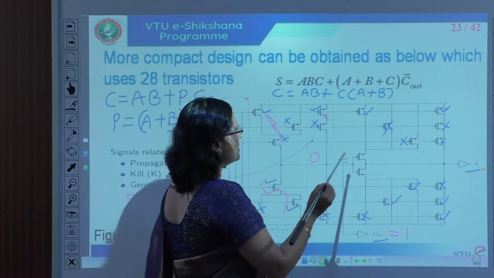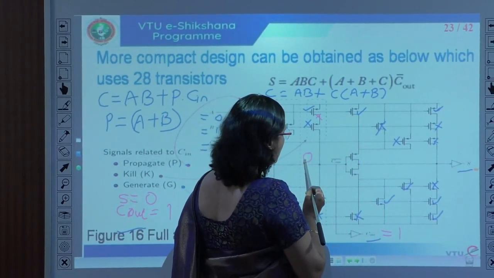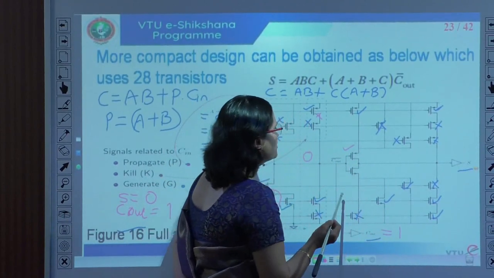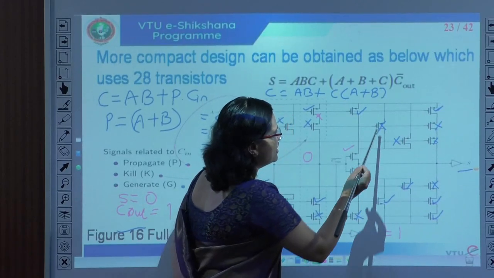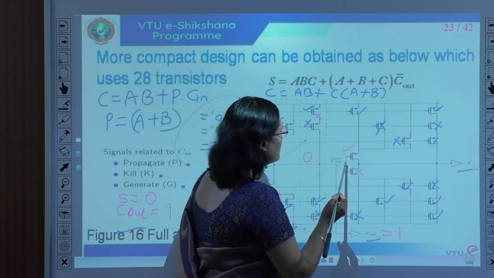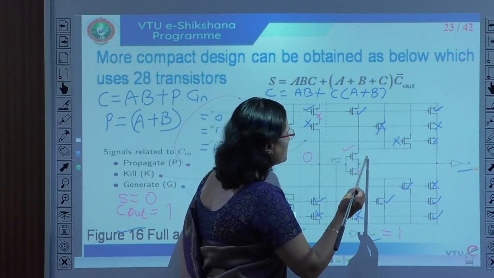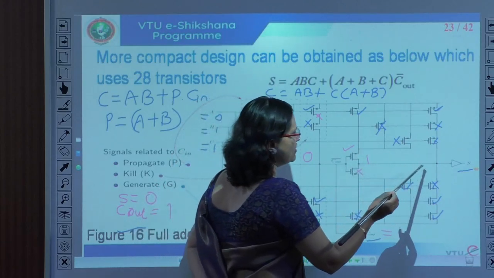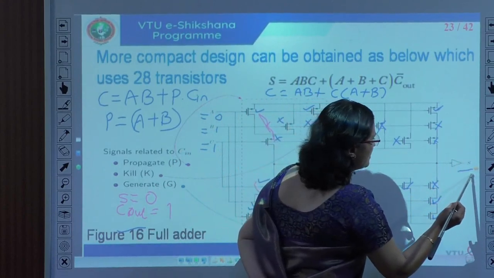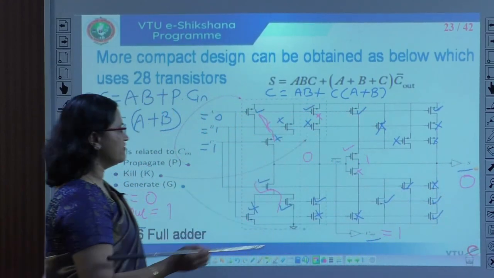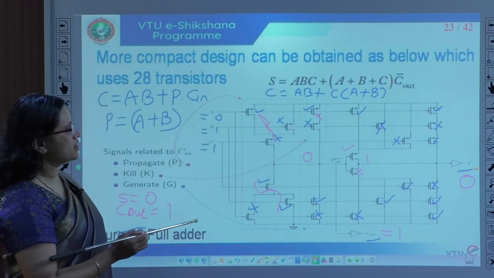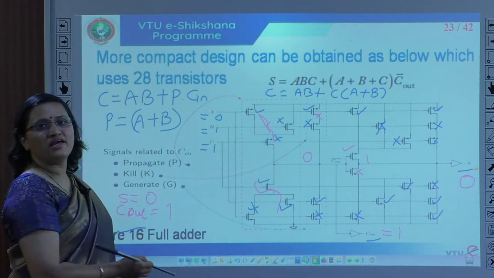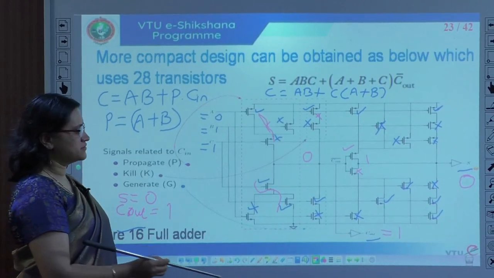Now look at this Sum. Since this transistor is turned on, now we are giving an input as 0. That means this PMOS transistor is also turned on. This PMOS transistor will be off, and these two are already in the off state. We get the output as logic 1, and this logic 1 is given to the inverter. Finally, we get the Sum as 0. So this is how we can realize a full adder using only 28 transistors.